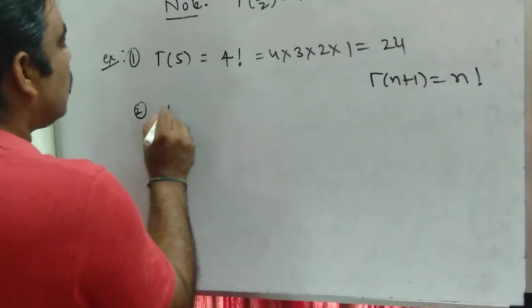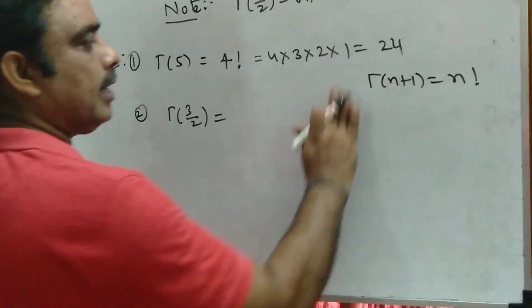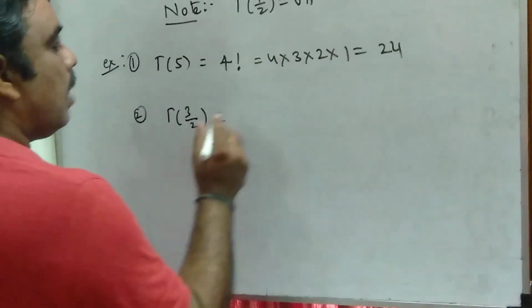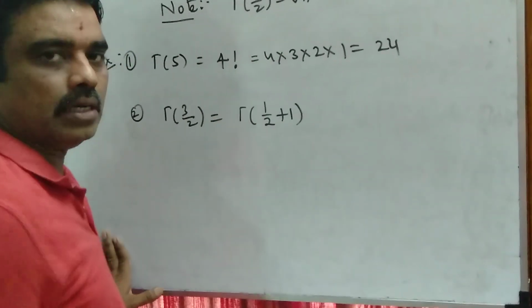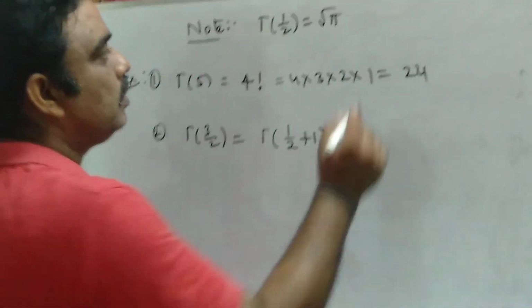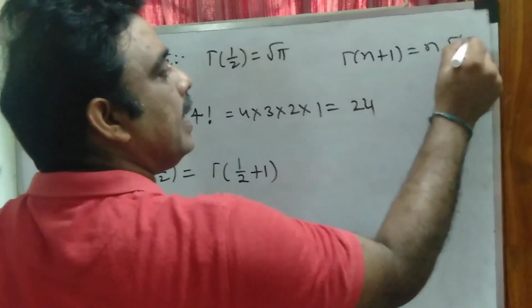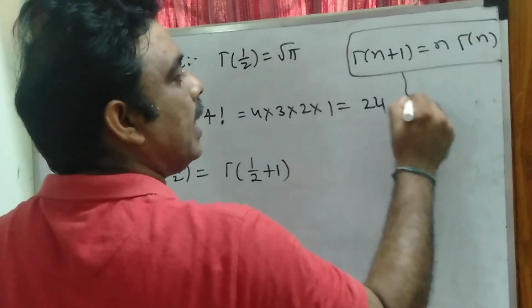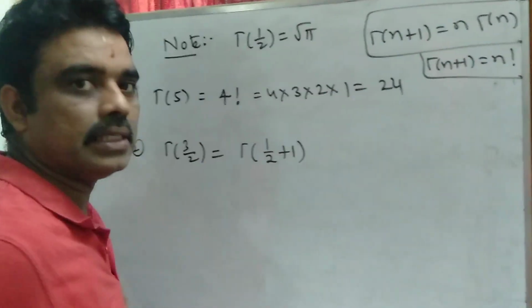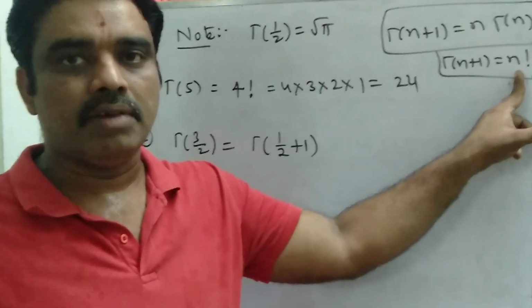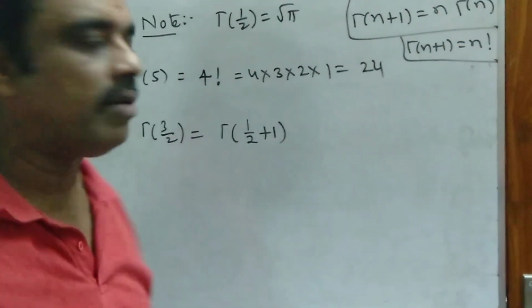Similarly, gamma of 3 by 2. How do we calculate gamma of 3 by 2? Gamma of 3 by 2 can be expressed in gamma of n plus 1 notation. Half plus 1 is 3 by 2. We know the reduction formula, gamma of n plus 1 is n into gamma of n. So when n is an integer, gamma of n plus 1 will become n factorial. We have two formulas. When n is an integer, the value can be written as n factorial. When n is not an integer, we have to use the n into gamma of n formula.